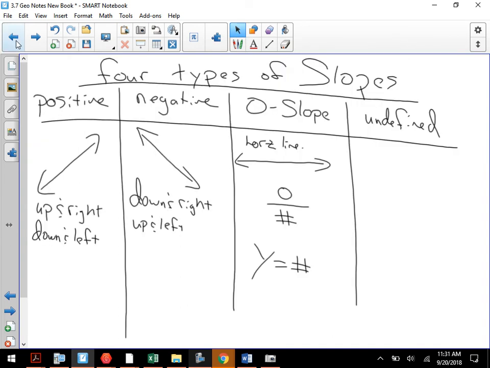So by process of elimination, if horizontal lines go left and right and have a slope of 0, what kind of lines have an undefined slope? Boy, man, you guys are smart. SMRT.